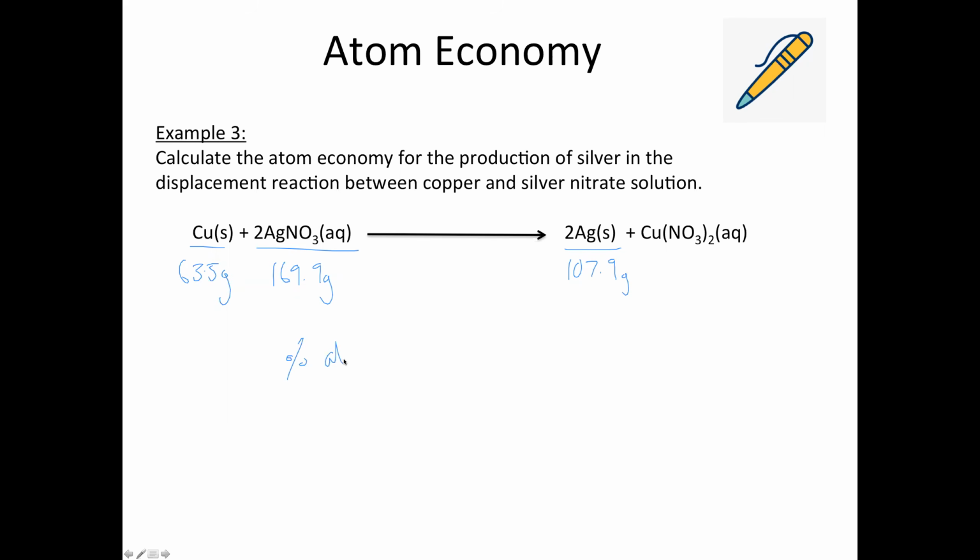So then we've got our percentage atom economy equation. So mass of desired products, we've got 2 moles of silver, so that's going to be 2 times 107.9. And then that's going to be divided by 1 mole of copper, which is 63.5, plus 2 moles of silver nitrate, because there's a 2 in front of there. So 2 times 169.9 times by 100. So we type all that into the calculator. Gives us 53.5%.